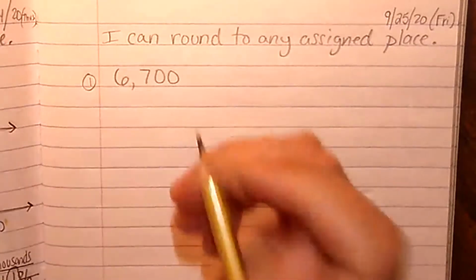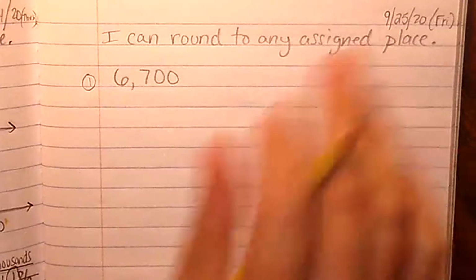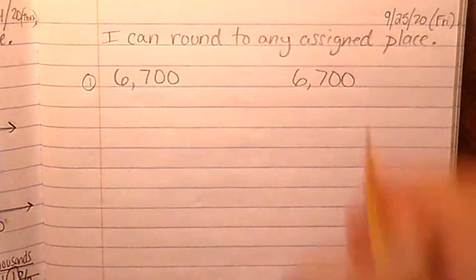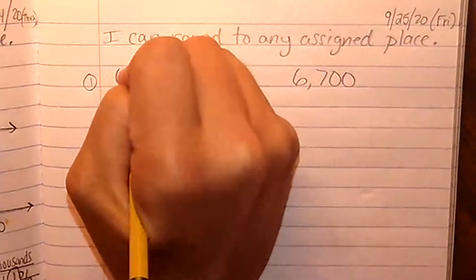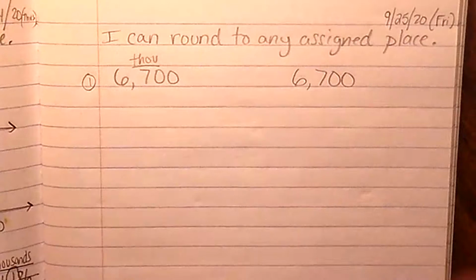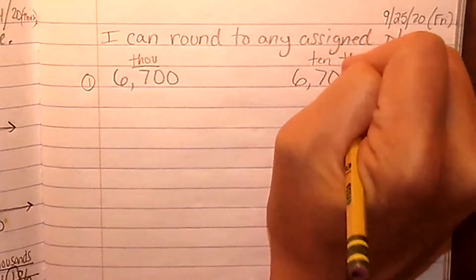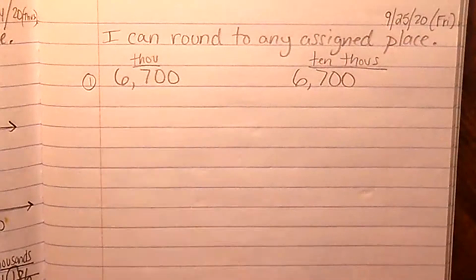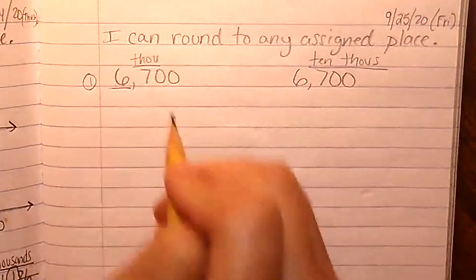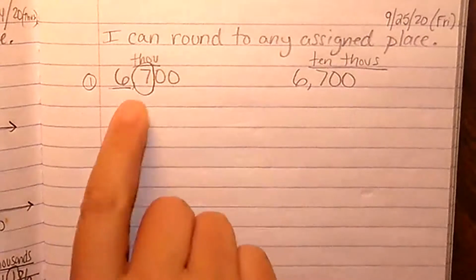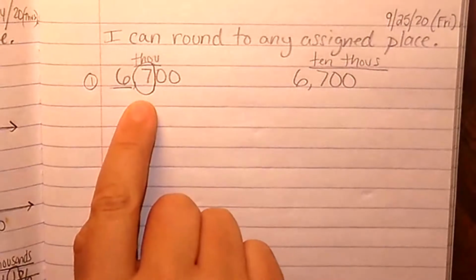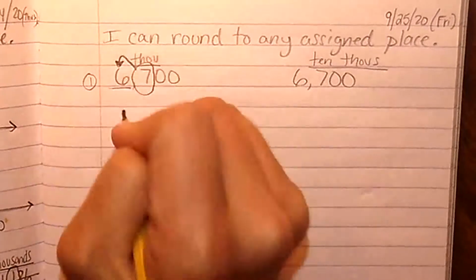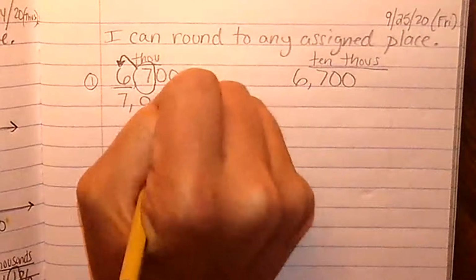All right, here's number one. Here's our number. And I'm going to actually rewrite it twice because we're going to round this number two separate ways. The first time we're going to round it to the thousands place. And the second time we round it, we're going to round it to the 10,000s place. The thousands place is not hard. I find the thousands place, circle the neighbor, and then say to myself, is 7 a handful? Yes, it sure is. Too many people for our party, so we have to bring somebody next door, and this would round to 7,000.